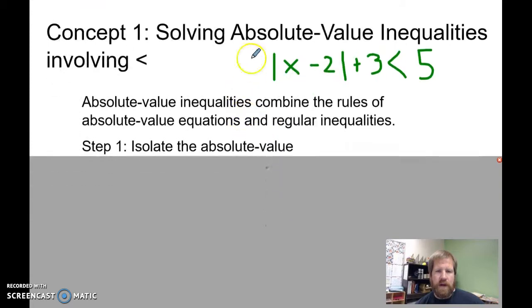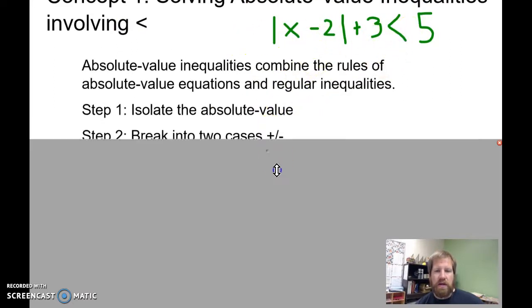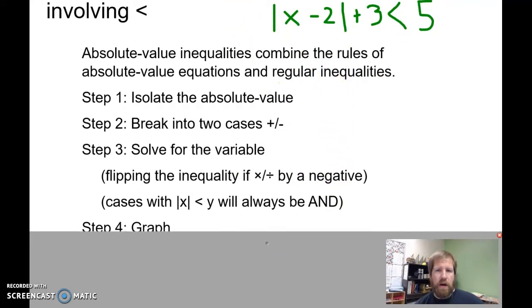So when we're solving absolute value inequalities with the less than sign, we've already seen that these should all be AND inequalities. All we have to do is put together our previous rules, all of our absolute value inequality rules and all of our absolute value equation rules. So I've got the absolute value of x minus 2, plus 3 is less than 5. The first thing I have to do is isolate: subtract 3 from both sides. The absolute value of x minus 2 is less than 2.